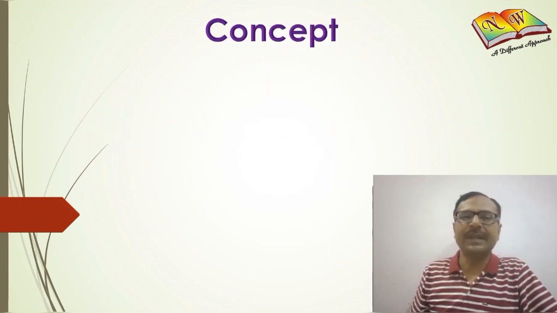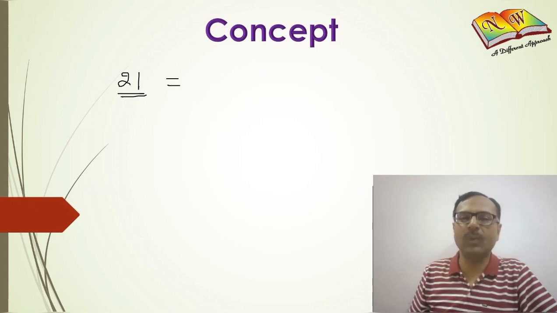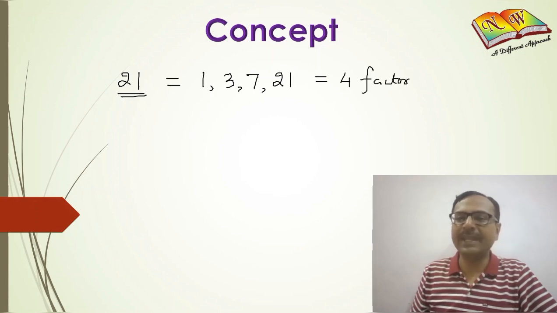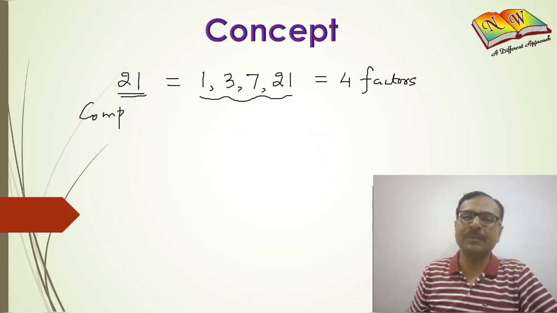If you consider a number like 21, how many factors does 21 have? It is divisible by 1, of course. It is divisible by 3, divisible by 7, and divisible by 21. So how many factors are there? There are 4 factors. Any number which has more than 2 factors is known as a composite number. So 21 is a composite number because its factors are more than 2.